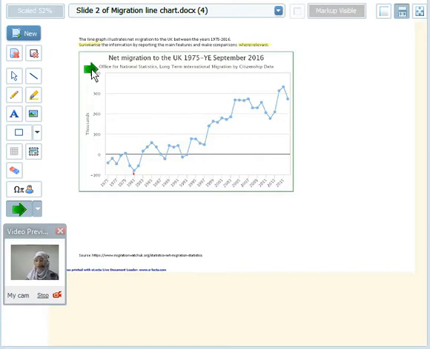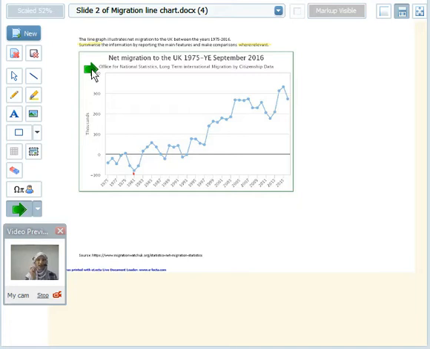So we can say something like this line graph illustrates, we can say illustrates, displays, identifies, shows, whichever verb you like, net migration to the UK from the year 1975 to September 2016. You could also say this line graph identifies net migration to the UK over a period of 40 years. Okay, and then you could make a statement about this line graph. It is clear at first glance that net migration rose over this period.